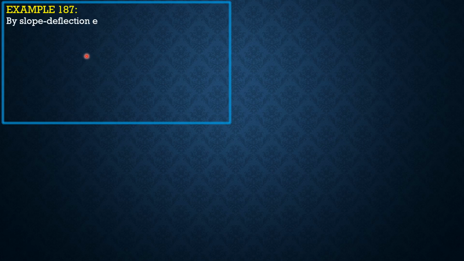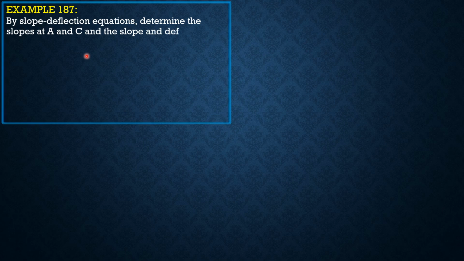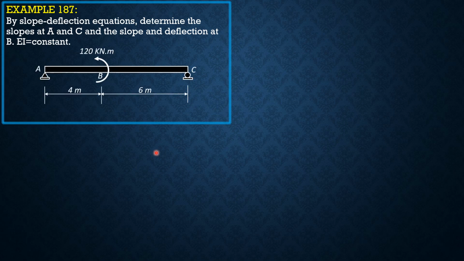This problem was solved by three moment equations. So by slope deflection equations, determine the slopes at A and C and the slope and deflection at B. EI is constant. So let's solve this by slope deflection equation and verify answers to three moment equations. So take note that moment at A is 0 as well as at C.